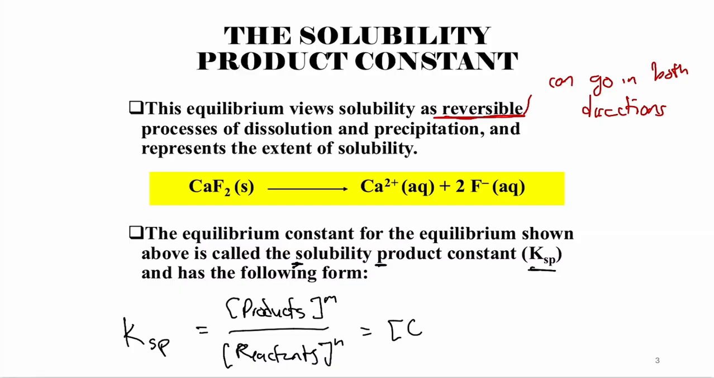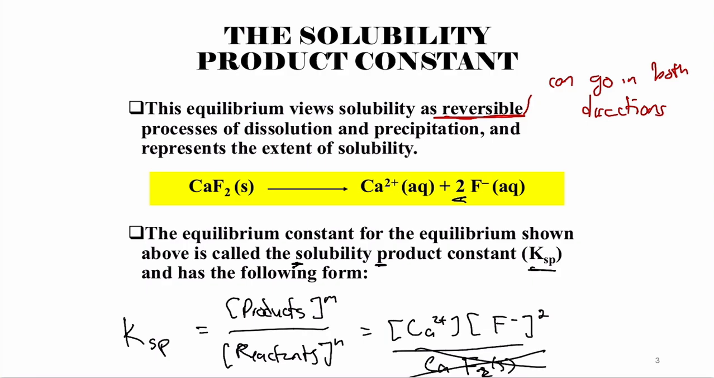CaF2. Ca2+ times F minus squared, because it has a coefficient of 2. And then do we put over CaF2? Oh, it's a solid. It's a solid, right? Which means that we don't care about the solid here, right? This is a solid, and so that doesn't go in our expression for equilibrium.